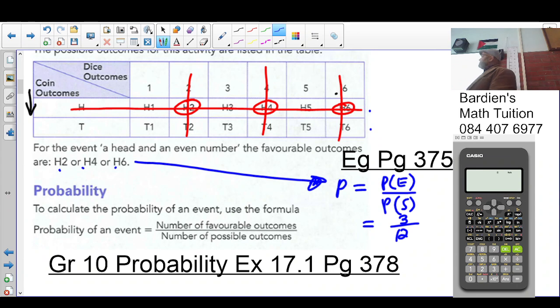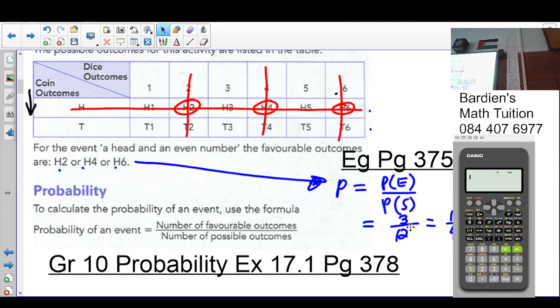Why 12? Because there are 12 possible outcomes in total. And 3 over 12 is? 1 over 2. Okay. Always simplify your probability.